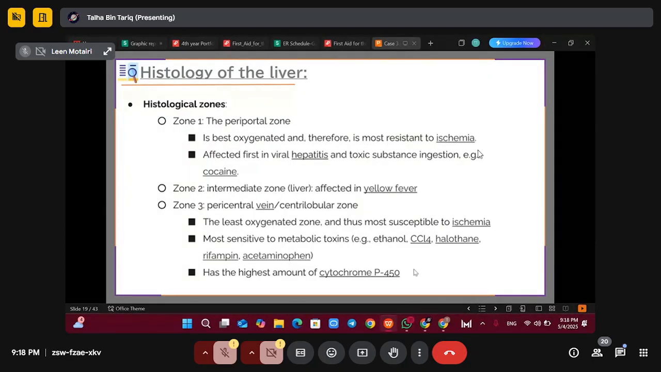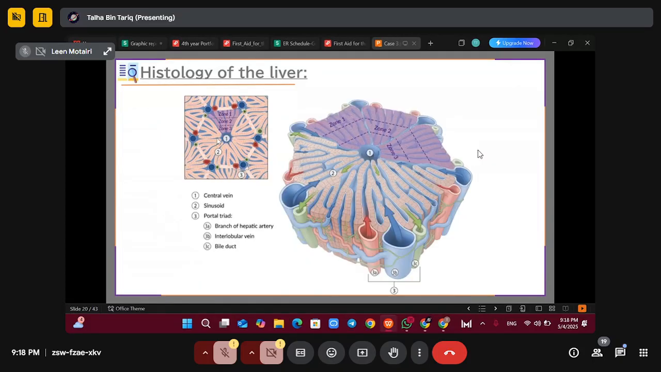So now we will talk about the zones of the liver. Within the hepatic lobule, you have zones of the liver. So you have zone 1, zone 2, and zone 3. Zone 1 is called the periportal zone, and it is the best oxygenated zone because it is nearest to the portal triad. I will show you the picture. Over here, you can see. So this is zone 1, this is zone 2, and the third one near to the central vein is zone 3.